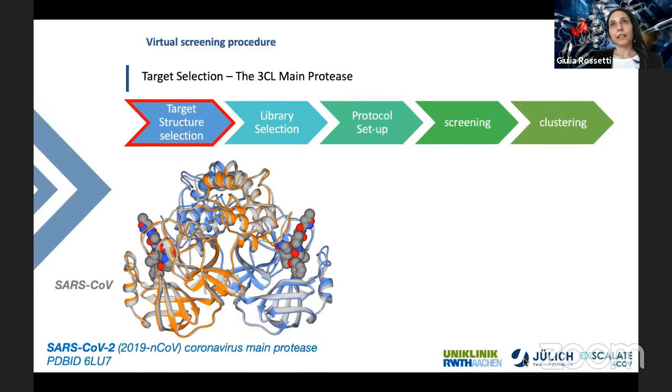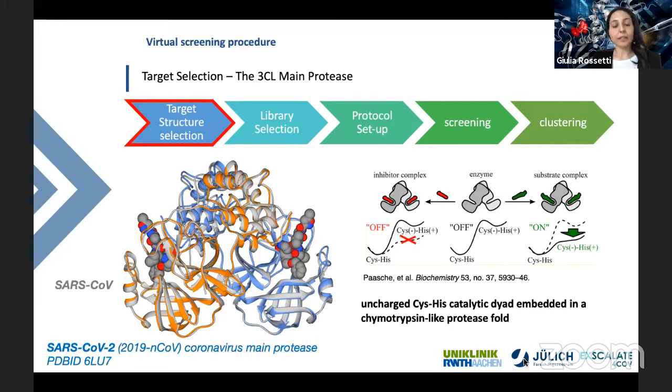At the binding site, we have almost a perfect match, except for one amino acid. So we can assume that the SARS-CoV-2 protease has a similar mechanism of function to the SARS-CoV-1 protease that was already known to us. So probably we are dealing with an uncharged cysteine-histidine catalytic dyad embedded in a chymotrypsin-like protease fold. And it is clear that this class of protein works with an induced fit type of mechanism, in the sense that upon binding of the ligand, the protein further readapts to the ligand, and then you have the generation of the cysteine-histidine zwitterionic couple that facilitates the reaction.